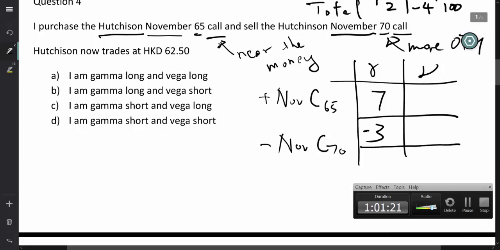Now, I also know that options that are closer to the money will have a higher Vega. So let's say I give this a 13. This is the Vega, okay? Options that are closer to the money will have a higher Vega compared to something that's further away. So maybe I'll give this a 9, but it will be -9. Now what? You just add them up. I'm long both. The answer is A.